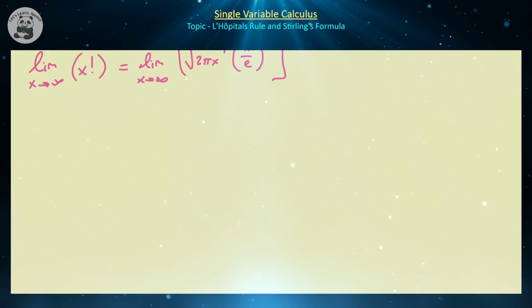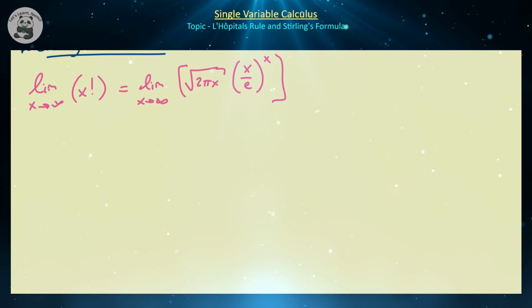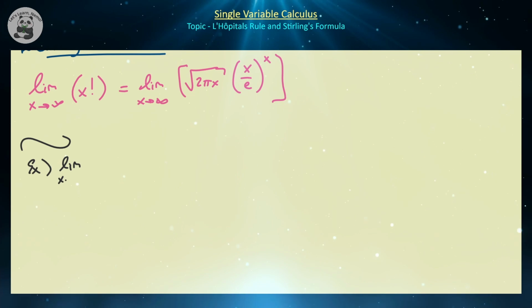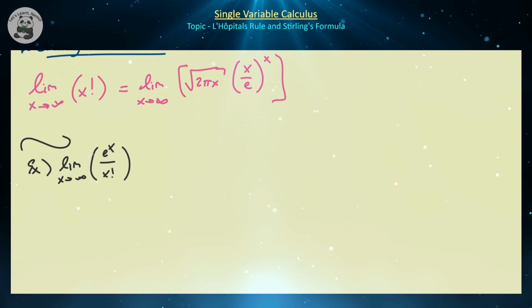So with Stirling's formula, we're going to use it to see where x factorial fits into this narrative of comparisons. So let's consider the limit as x goes to infinity of e to the x over x factorial. If this limit is equal to 0, then we can justify that x factorial grows faster than e to the x, but it's still up to debate whether it grows slower or faster than x to the x, because we know x to the x dominates e to the x.